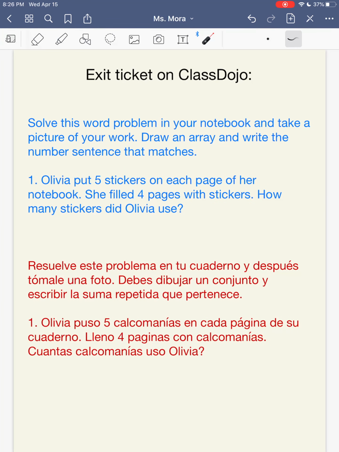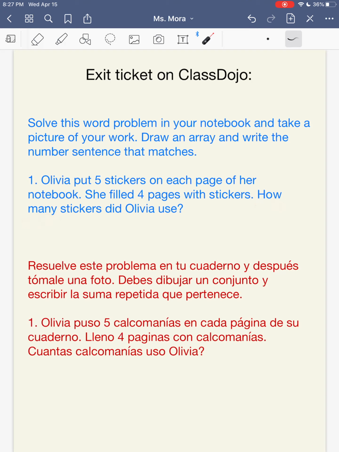So on your exit ticket, guys, you're going to solve this word problem in your notebook and take a picture of your work. Draw an array and write the number sentence that matches, just like we did together. Okay? So here's your problem. Olivia put 5 stickers on each page of her notebook. She filled 4 pages with stickers. How many stickers did Olivia use?